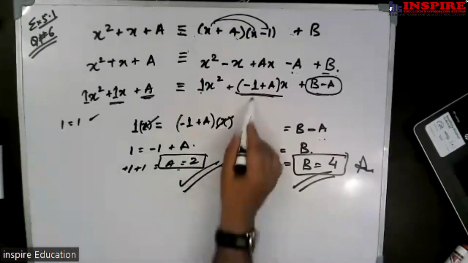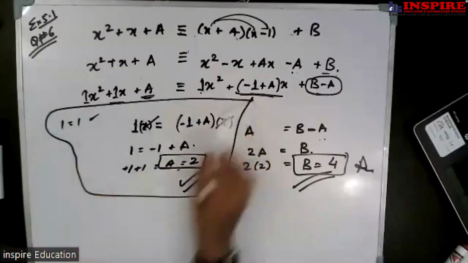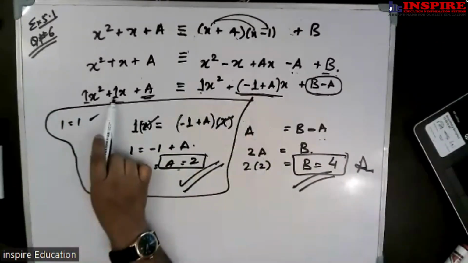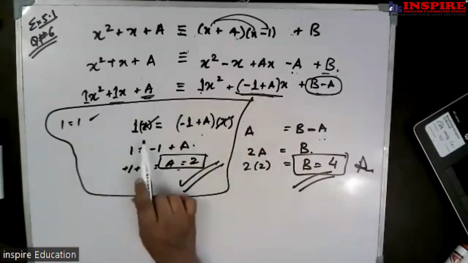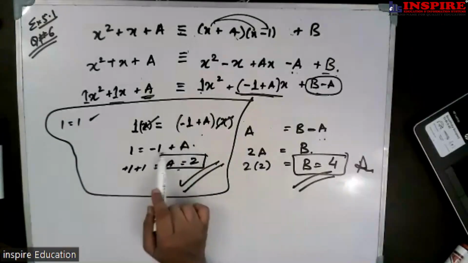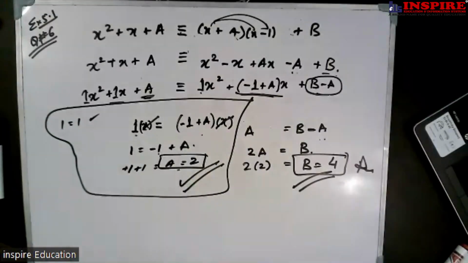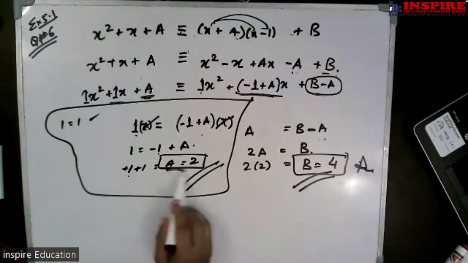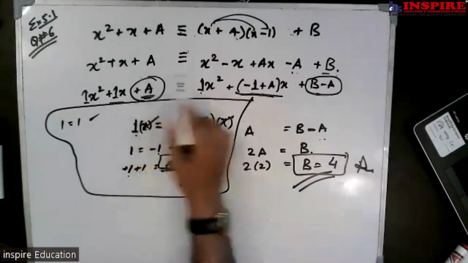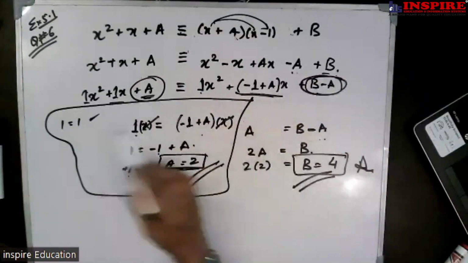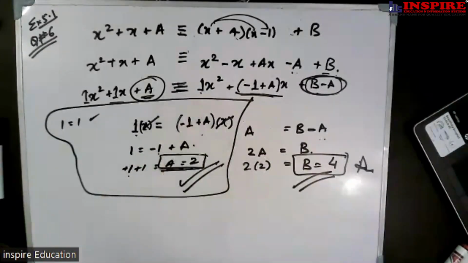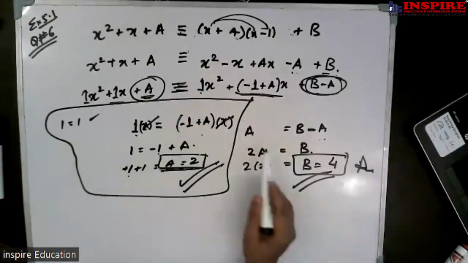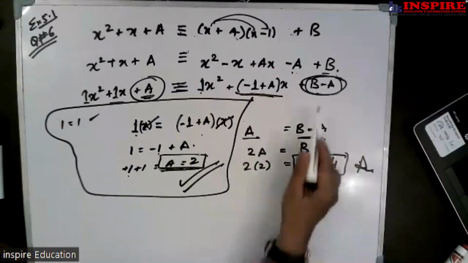My child, this was the first part. I took this 1x and I equated it to minus 1 plus a. Correct? So I got minus 1 plus a is equal to 1. Therefore, this goes here, becomes 2. Any question? In the last part, I look at the constants and I equate the constants to each other because they're both sides of the identity. They must be identical.